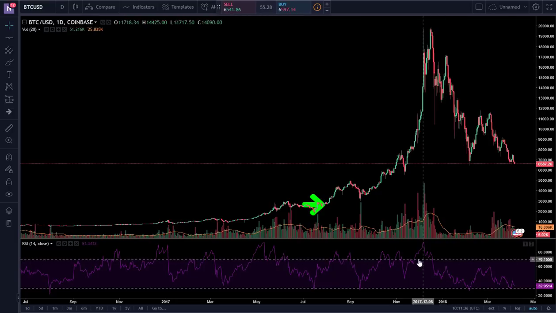Now this dotted white line here on the top indicates 70 on the RSI, and that bottom line indicates 30. You can change those to what you want. I prefer to keep an eye on those two levels, especially the 30 and the 60.